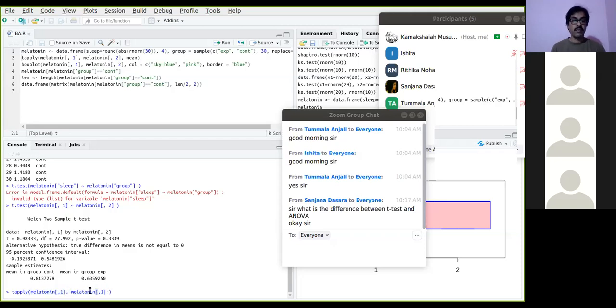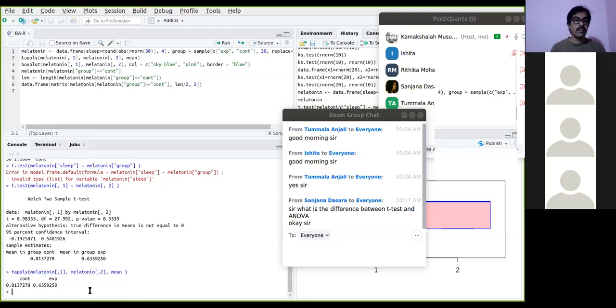Now I'm just trying to inquire for the group means. You see there are groups. For the control group, the mean is 8.81. For the experimental group, the mean is 0.63. Now you can go for the box plot. Having known the means, we can test the difference, the mean difference, which is actually the median difference.